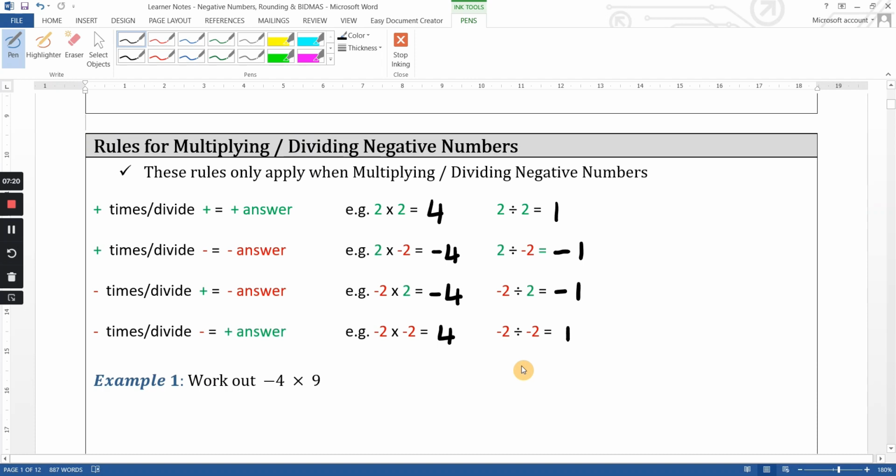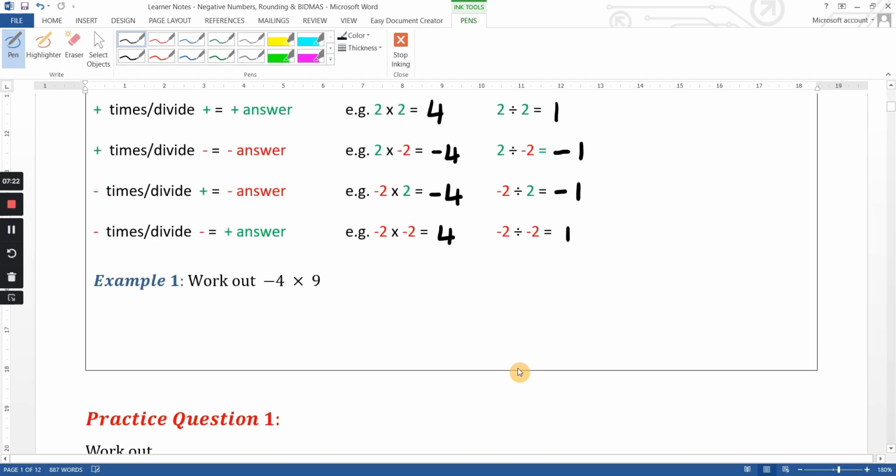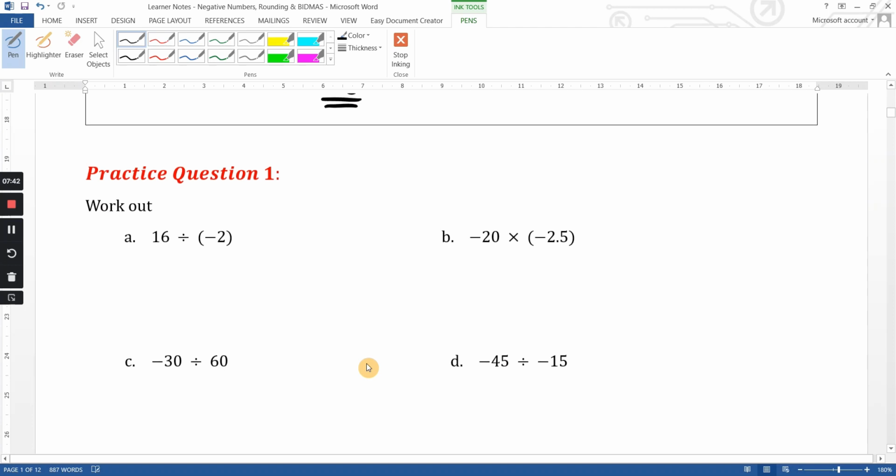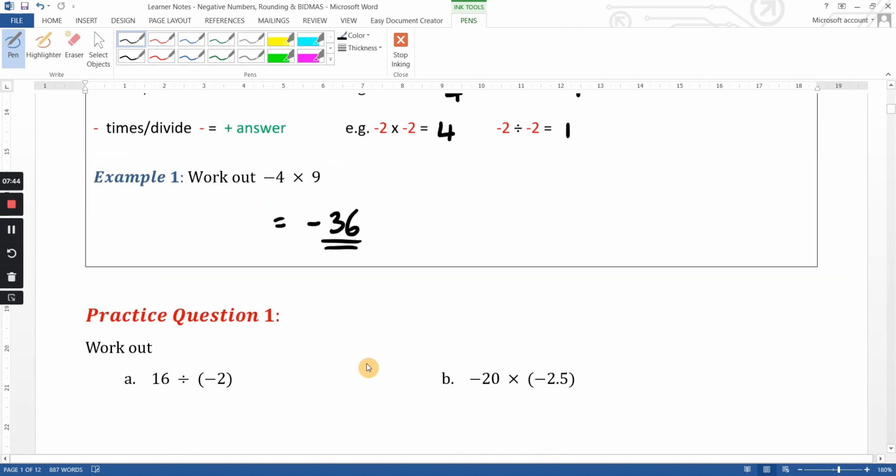Okay. Let's try a few more examples and I'll get you guys to practice in a minute. So work out minus 4 times positive 9. Negative with a positive, definitely a negative answer. And 4 times 9 is 36. So pause the video, have a go at the next ones yourself, and when you're ready, unpause it.